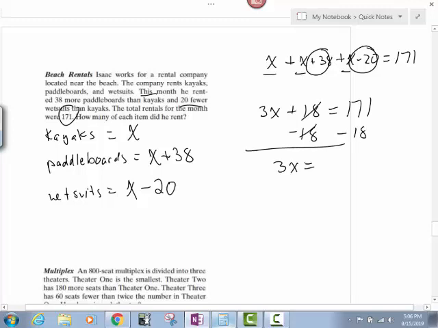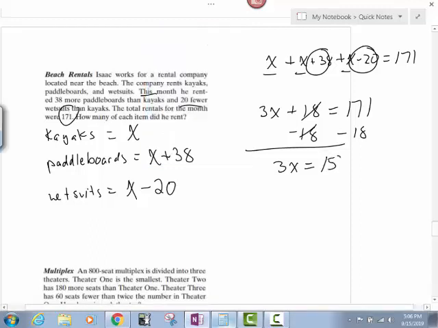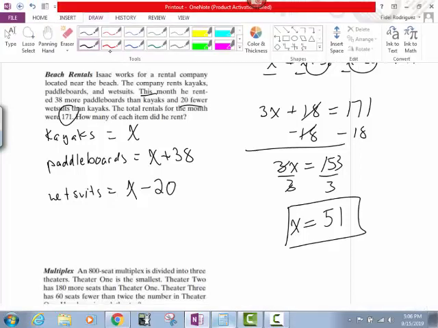So again, if I grab my calculator and I take 171, let me clear that out, 171 minus 18, coming up with 153. Then we can divide both sides by 3. X is going to be equal to 51, right? Okay. So the question says, how many of each item did he rent? Let's go ahead and figure that out.